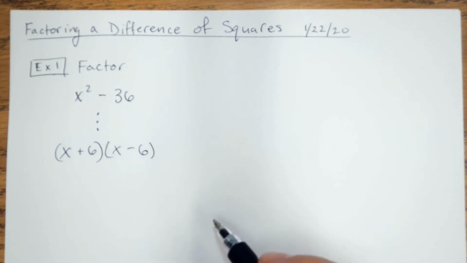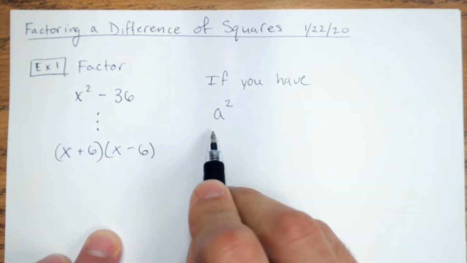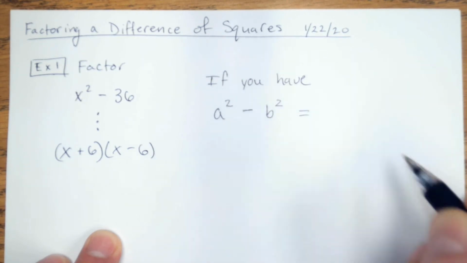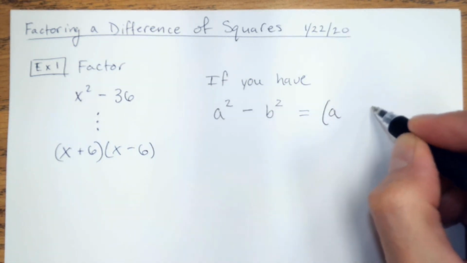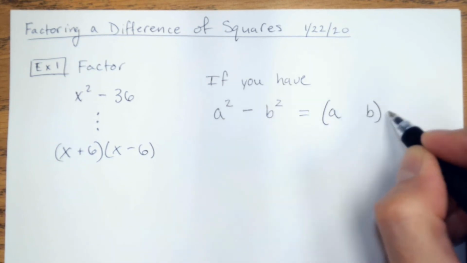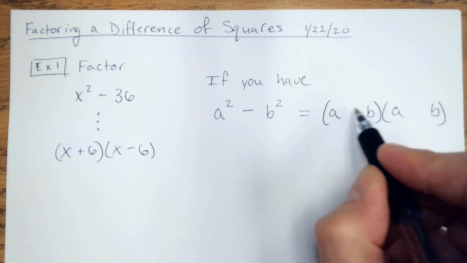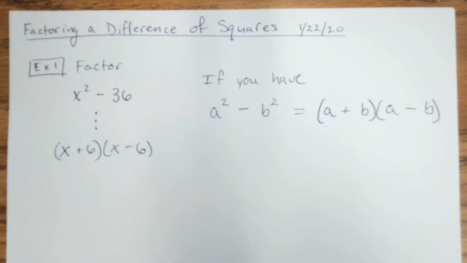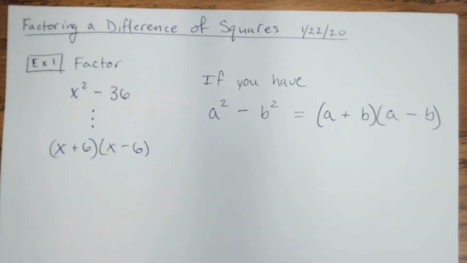And the difference of squares pattern is if you have something squared minus something else squared, then that is going to equal the square root of this times the square root of that again, except you alternate signs in here. One's plus, one's minus. This is what's known as the difference of squares pattern.